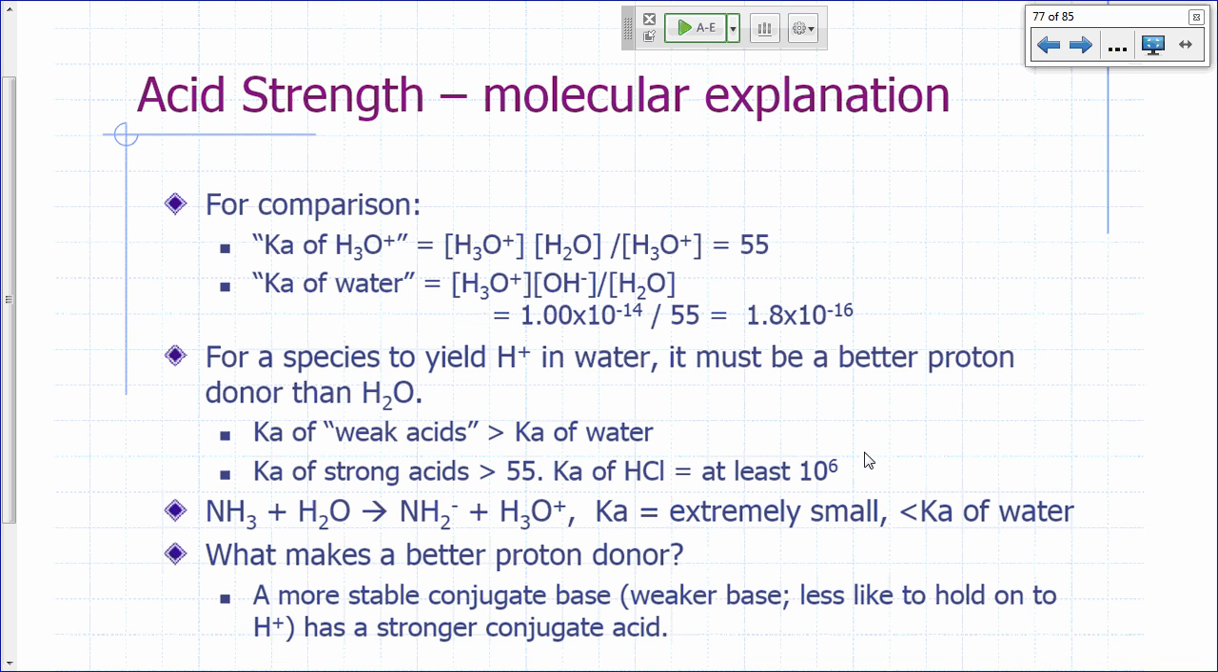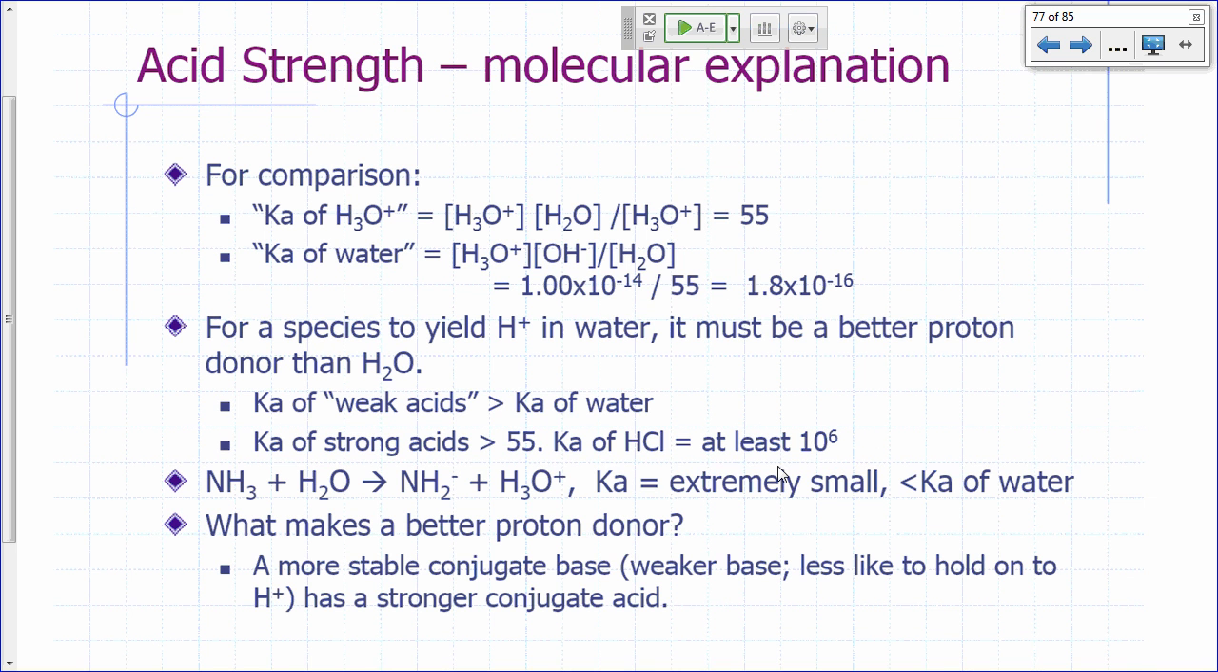So before we go into the actual molecular explanation, let's first have some kind of basis for comparing the strengths of acids. Okay, let's calculate what we would call the Ka of hydronium ion so that we can make a valid comparison. Remember, when we talk about the ionization of an acid HX, for example, the equilibrium constant, which we call Ka, is for this reaction: HX plus water gives you H3O plus and X minus, right?